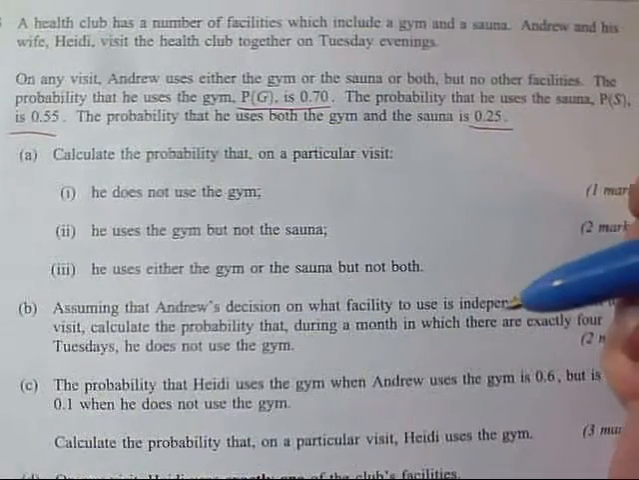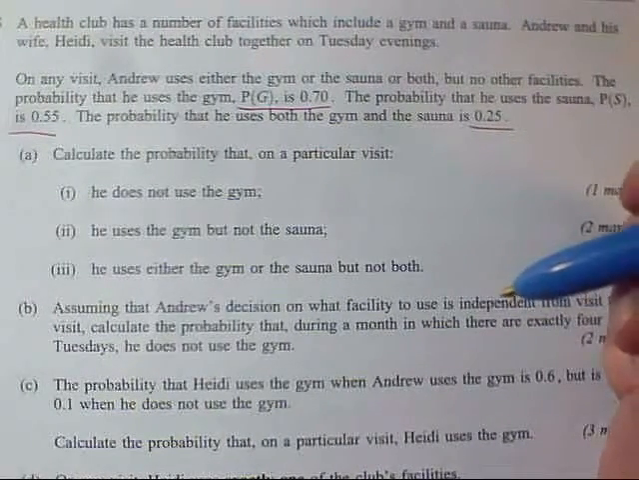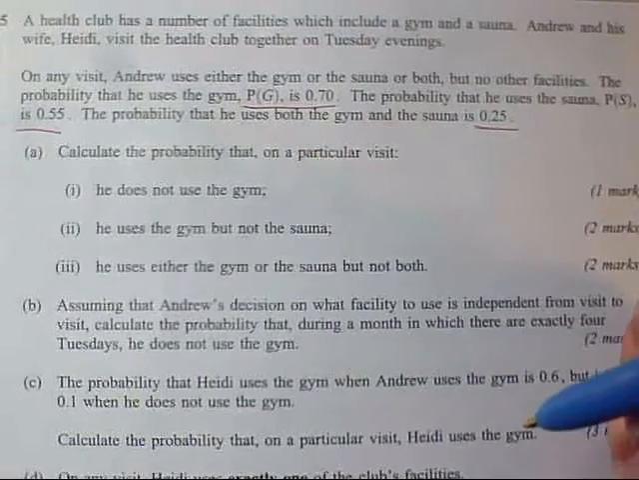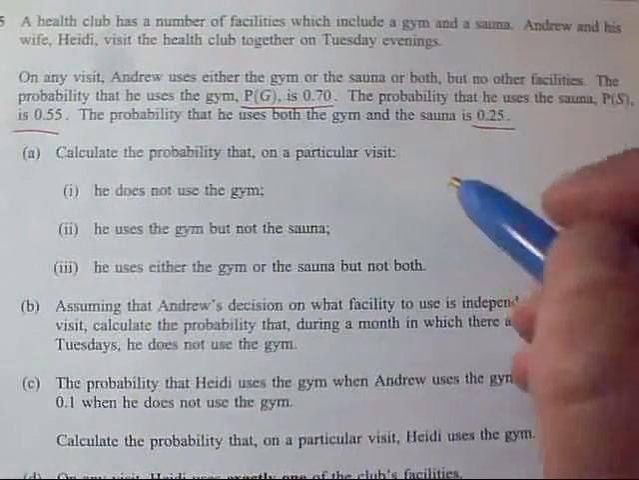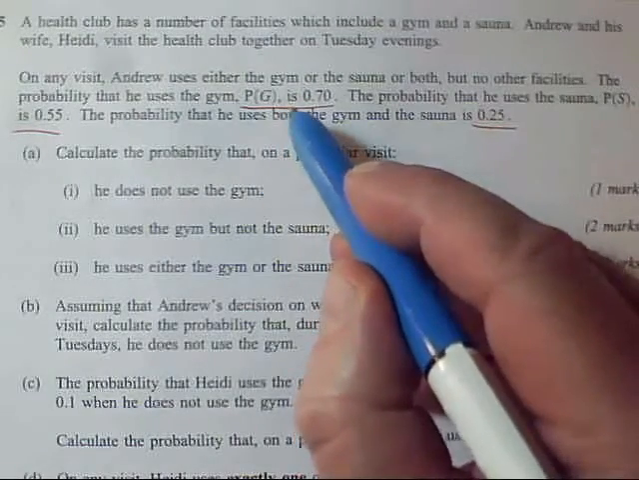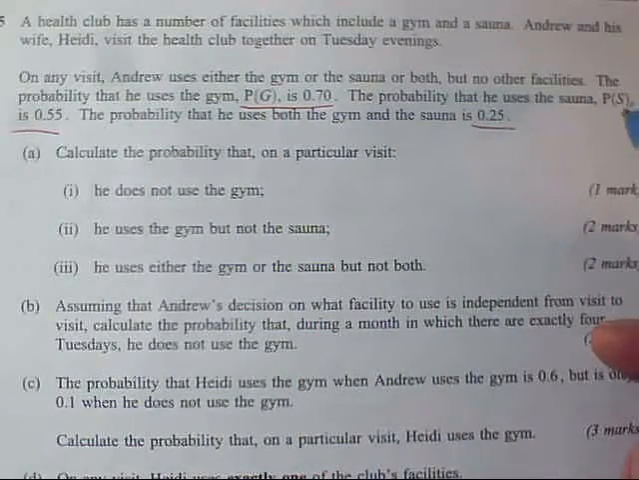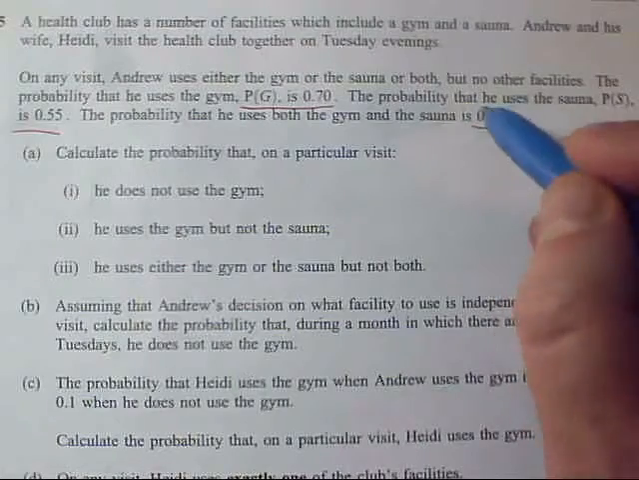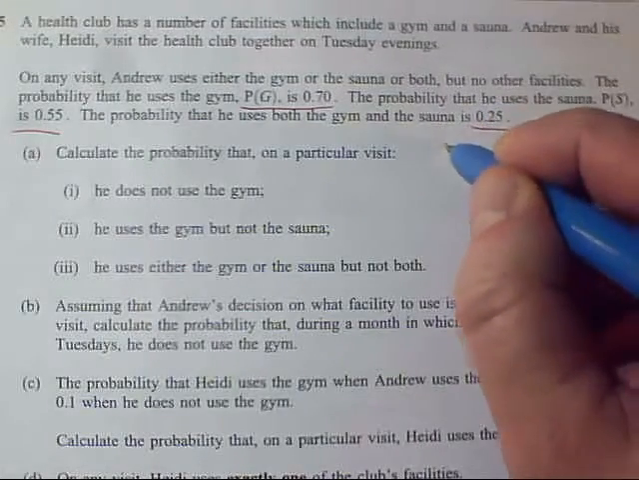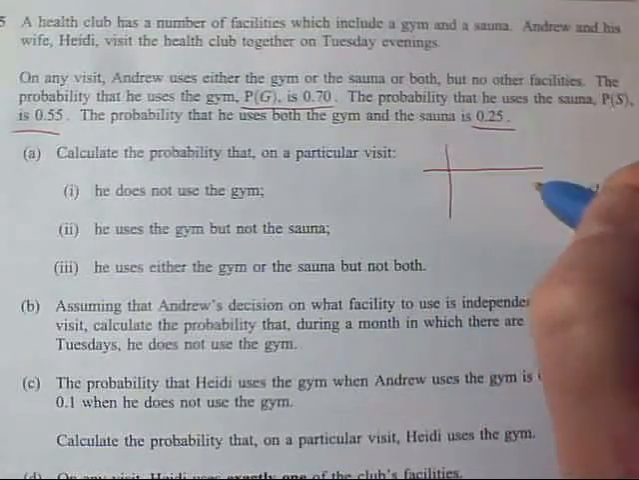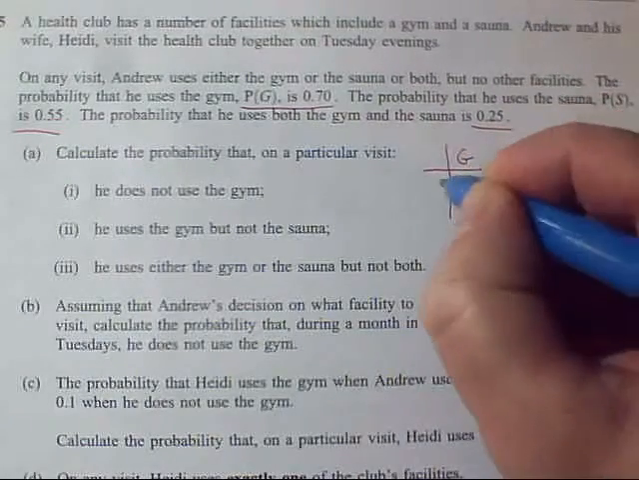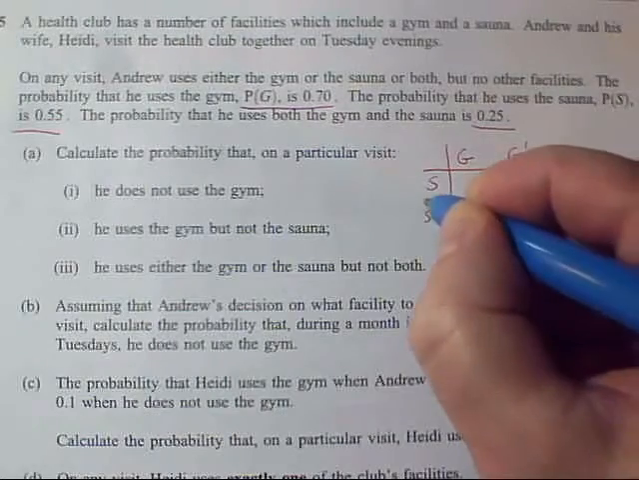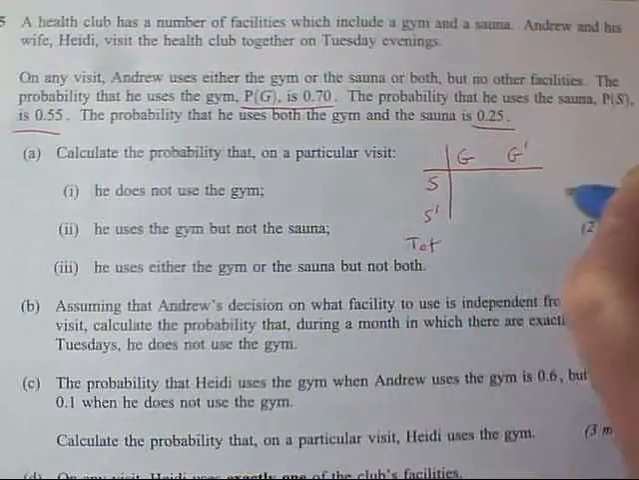Now, there are a couple of types of diagram you know. If you're given conditional probabilities, then you might want to consider drawing a tree diagram. But here we're not. We're given the probability of the gym, the probability of the sauna, and then the probability of using both. So the kind of diagram called for here is the table approach. So we've got the gym or not the gym, and then the sauna or not the sauna, and we've got the total in both cases, of course.